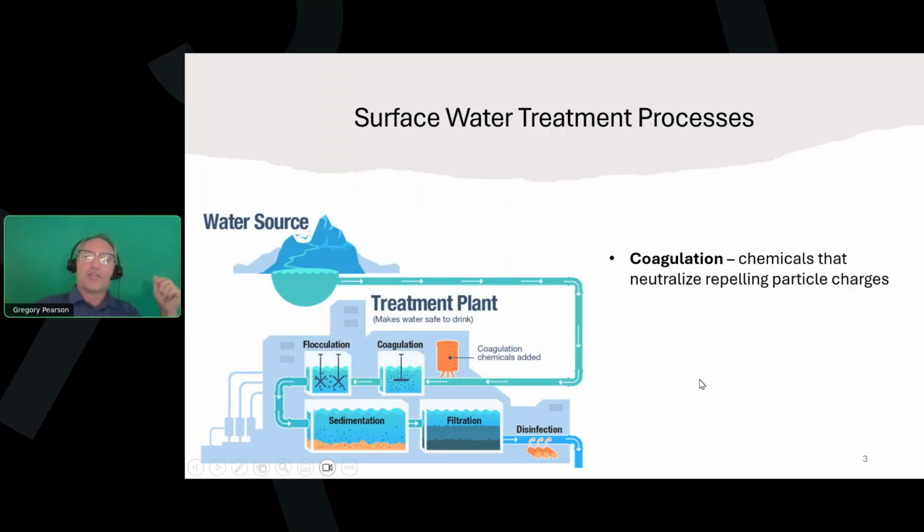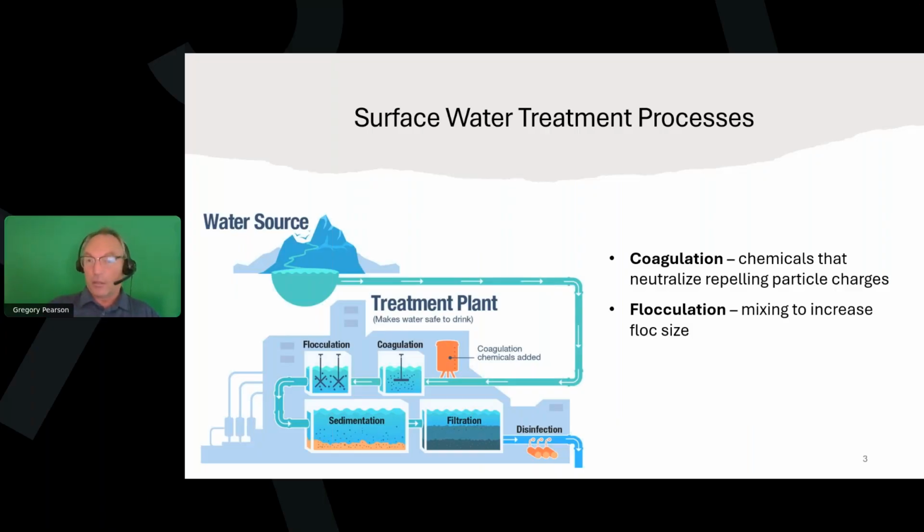The first is coagulation. And what are we doing in coagulation? We're adding coagulation chemicals that neutralize repelling charges in the particles that are in water. In flocculation, we're basically gently mixing those particles to increase the particle size. We call that flock. When the small particles in the water clump together, we call that flock. We're trying to make a larger particle that will settle or can be filtered.